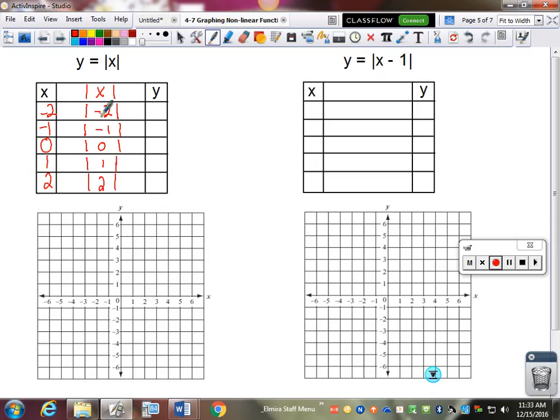So the absolute value of negative 2, remember what absolute value is asking: how big is the number? We don't care if it's positive or negative. Well, it's 2, 1, 0, 1, 2. Okay, just take the numbers, ignore the signs. So negative 2 and 2, negative 1 and 1, 0, 0, 1, 1, 2, 2. And draw past your dots, follow their pattern. Don't forget to label.